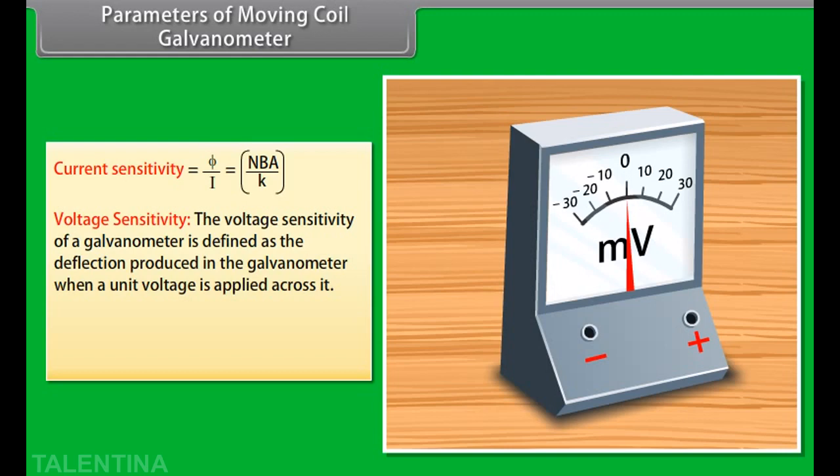The voltage sensitivity of a galvanometer is defined as the deflection produced in the galvanometer when a unit voltage is applied across it. Voltage sensitivity is equal to phi upon V, which is equal to NBAI upon kV. Conversion of galvanometer into ammeter.